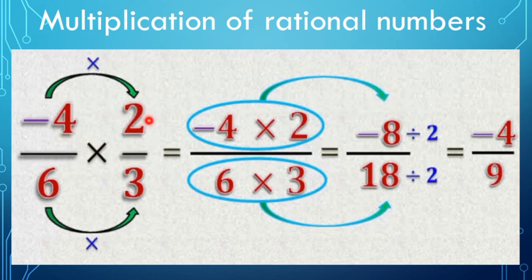So, minus 2 into 2 by 3 into 3. You get minus 2 into 2 equals minus 4 and 3 into 3 is 9. So, minus 4 by 9. So, minus 4 by 6 into 2 by 3, you get minus 4 by 9.